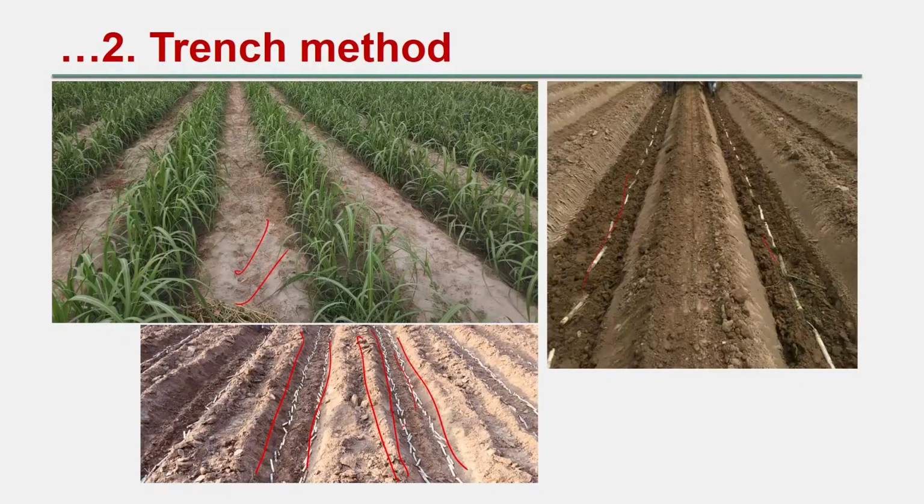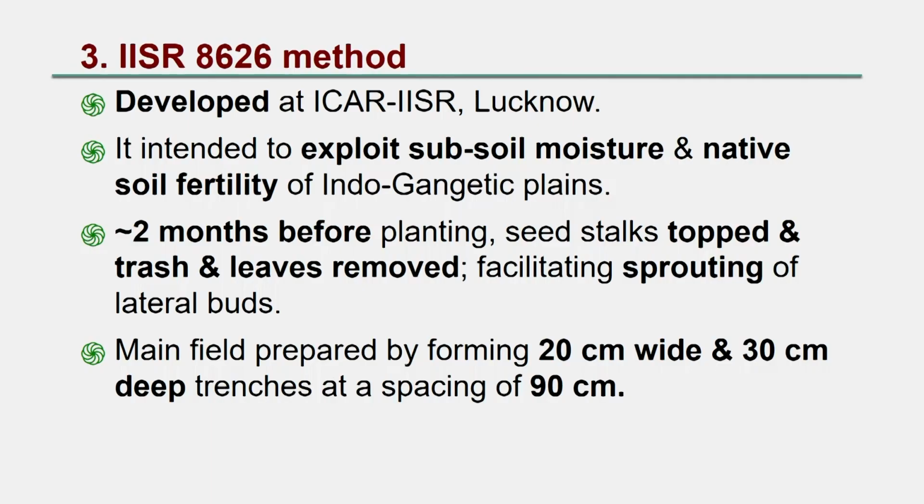and then you can see this is how the crop is growing in the trench method. The third method is the IISR 8626 method. It is the Indian Institute of Sugarcane Research, located in Lucknow. So, that institute has developed this method.